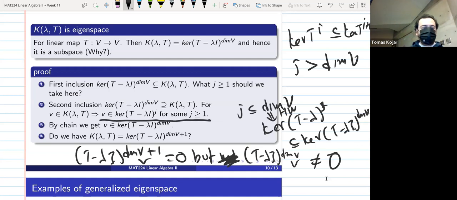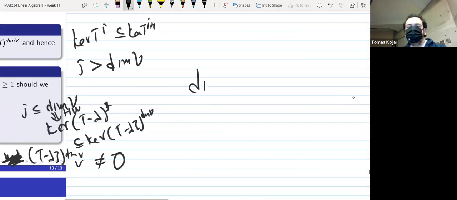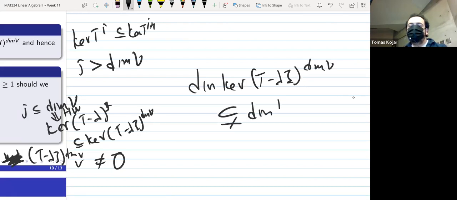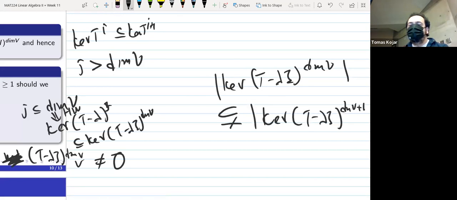Zoom people, wait. Why can we not have the following statement, that the dimension of the kernel of (T minus lambda I) to the dim V is a strict subset of, something like dim, kernel of (T minus lambda I) to the dim V plus one? Why am I not allowed to have this? Zoom people? Do the Zoom people know? No. You see, you make the same mistake.